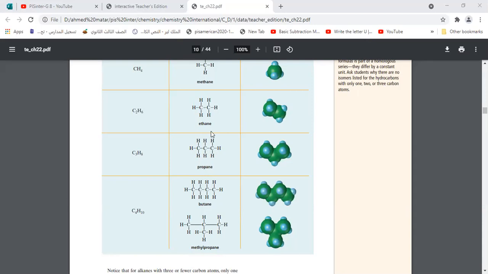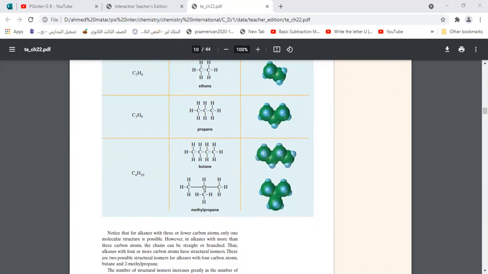As you can see here, alkanes with 3 carbons or fewer cannot have isomers because there is only one possible arrangement or orientation in space. For example, propane has just 3 carbons, so there is no chance to arrange them differently, just one arrangement. So there are no isomers for propane, ethane, or methane.